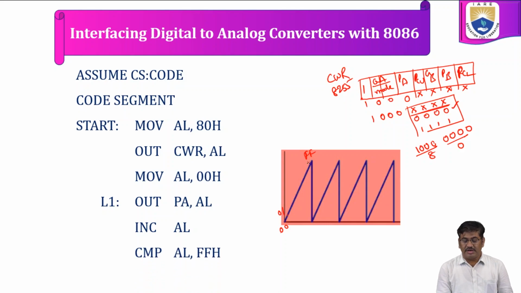We want to generate until FF. So we will compare AL, FF. If the AL contents are not equivalent to FF, again redirect to L1. So jump on carry, or we can write jump on non-zero. Because here AL is less than FF, which will make the carry flag equivalent to 1. So when carry flag is equivalent to 1, we go for generating the next pattern to the port.